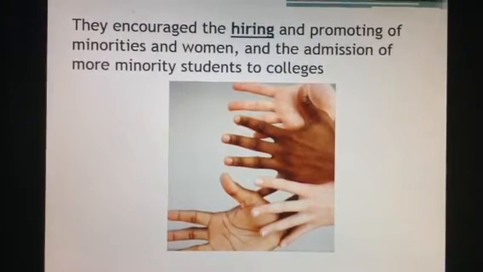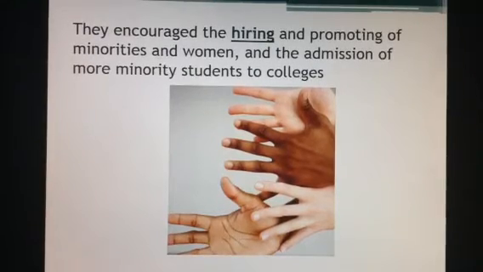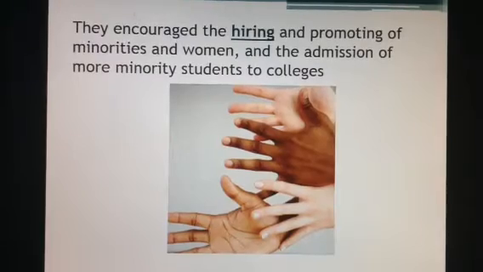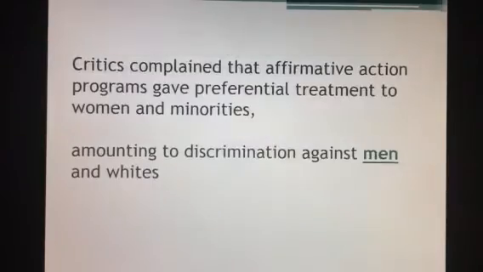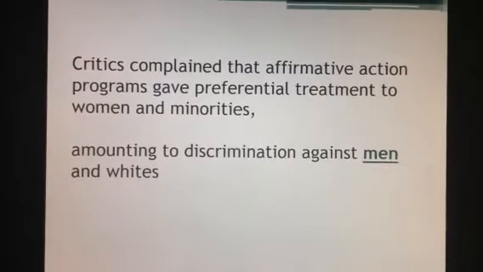Basically trying to bring in groups that have historically been excluded from the business world as well as the educational field. Critics complained that affirmative action programs gave preferential treatment to women and minorities, amounting to discrimination against men and whites.